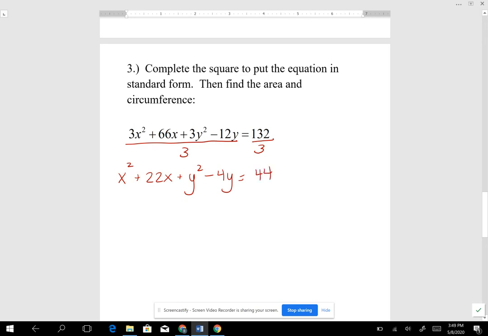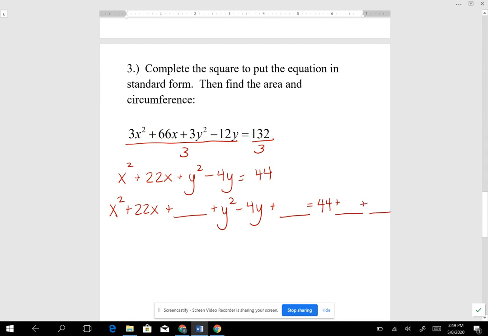All right, let's do our completing the square thing. Don't worry about that 3 again. It does not come back and factor into anything else in the problem again. We divided it on both sides. It's gone forever. Don't try to bring it back into the problem. So we're ready to do our completing the square thing. x squared plus 22x plus blank plus y squared minus 4y plus blank equals 44 plus the two things that we added to the left-hand side.